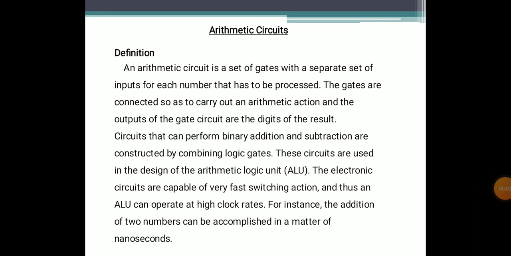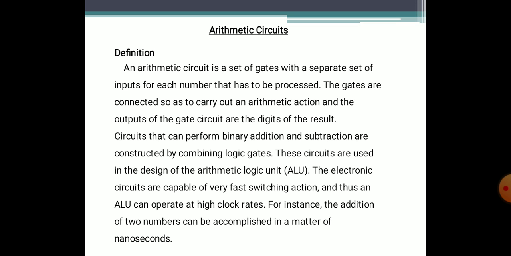Good morning, students. In the earlier sessions, we learned about logic gates. Logic gates can be used to construct circuits that can perform binary addition and subtraction. These circuits are used in the design of the arithmetic logic unit, that is ALU in short.